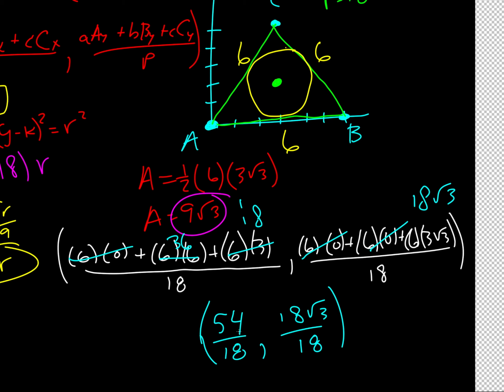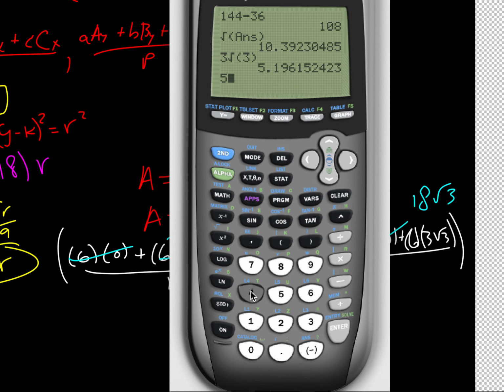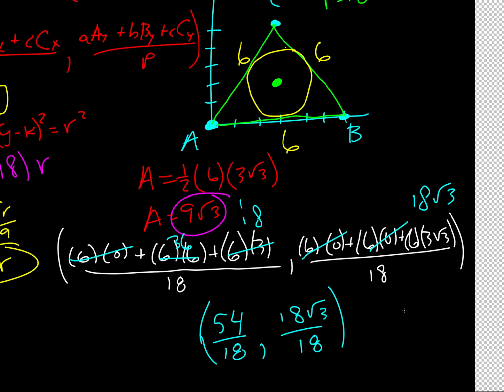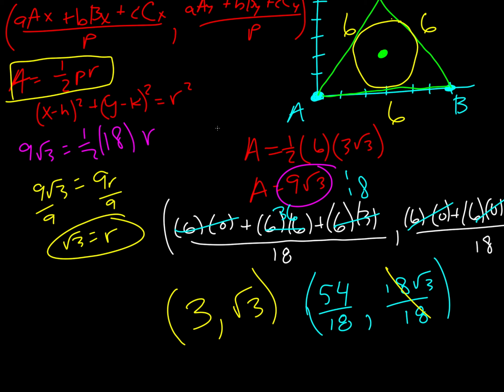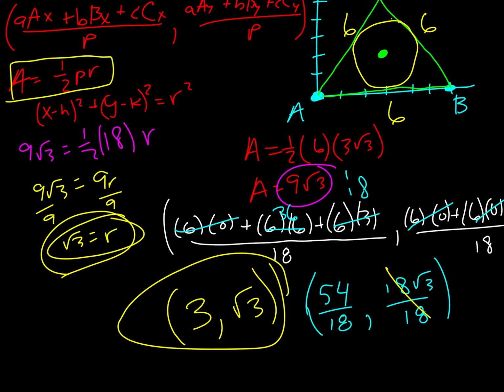So a couple things. Let's see. 54 divisible by 18? I don't think so. No, it is. Okay. So 54 divided by 18 is 3. And then these 18s cancel, so it's just root 3. Alright, so that's our center. So we have the center, and we have the radius. And so we just need to combine those to write this equation.